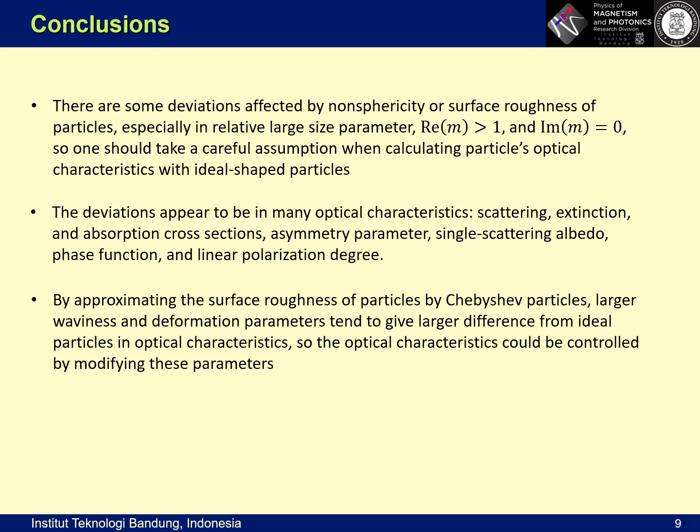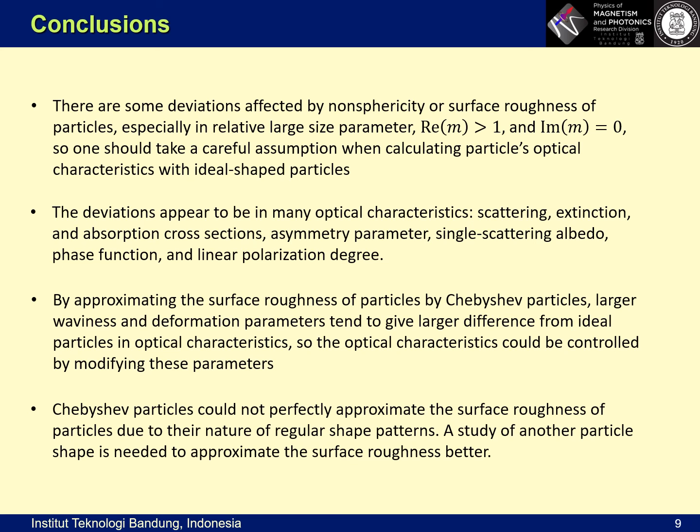By approximating the surface roughness of particles by Chebyshev particles, larger waviness and deformation parameters tend to give larger differences from ideal particles in optical characteristics. So the optical characteristics could be controlled by modifying these parameters. Chebyshev particles could not perfectly approximate the surface roughness of particles due to their regular shape patterns. A study of another particle shape is needed to approximate the surface roughness better.